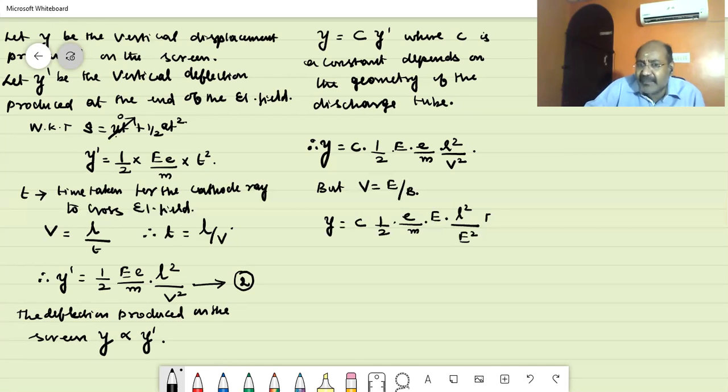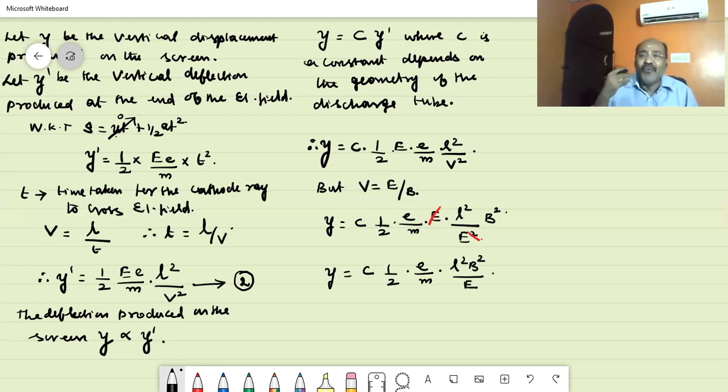So B square can be taken to the numerator. Now you can cancel one of the E. So the value of y is equal to C into 1 by 2 into E divided by M into L square B square divided by E. Now what we have to calculate is the value of E by M, so take this E by M alone.